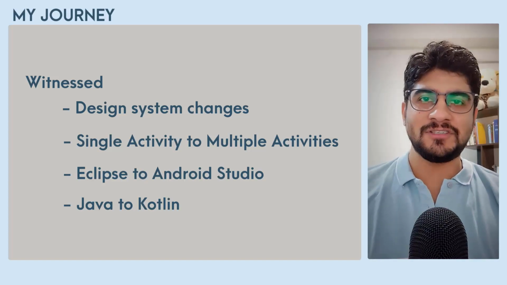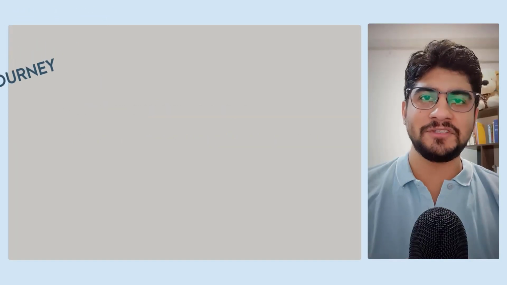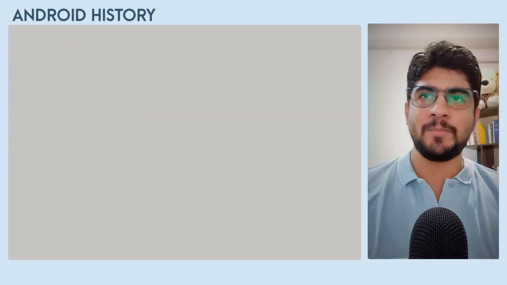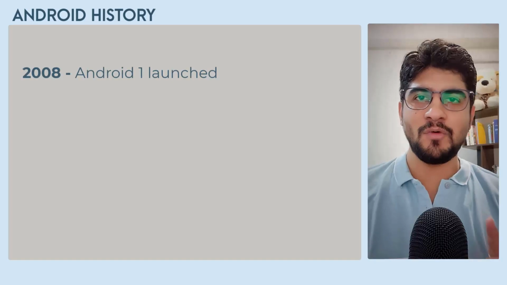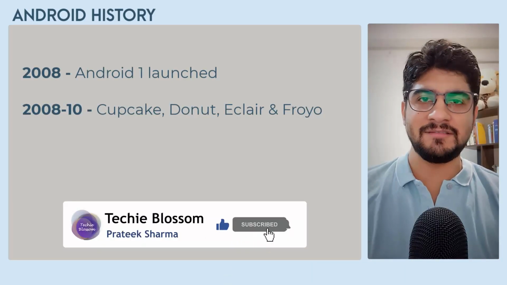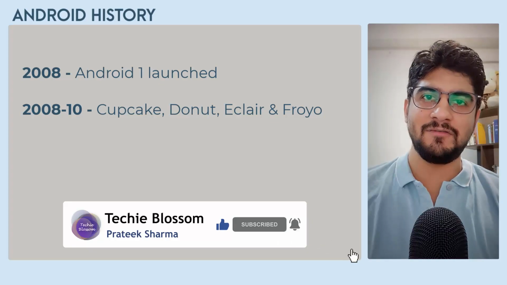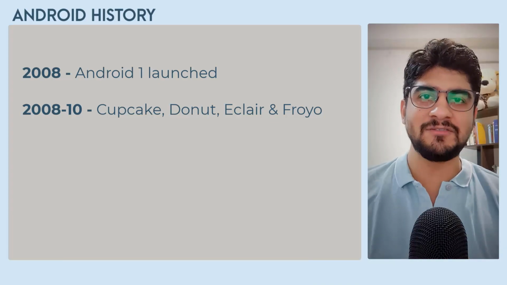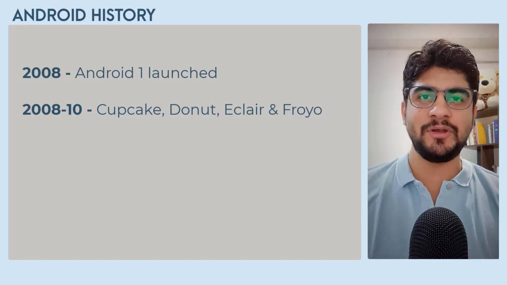Speaking of Android versions, now let's move to the second part of this video, Android history. In 2008, Android 1 was launched. Till 2010, there were multiple versions like Donut, Cupcake, Eclair, Froyo. Notice the names of these versions. They are named after a sweet eatable item.